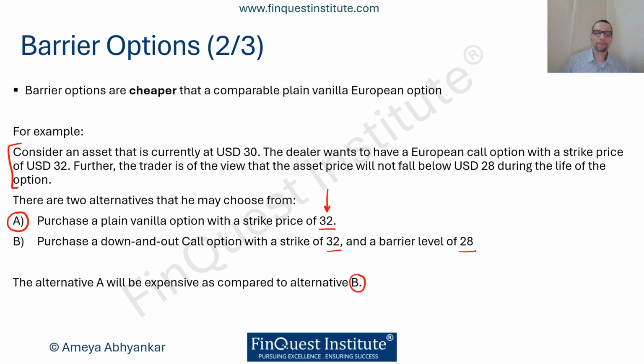Now, because we are looking at a barrier option in alternative B, since it's a down and out option, there is a possibility or a probability that the option might cease to exist if the barrier level is hit during the life of the contract. And it is because of this probability that the option can get knocked out that alternative B becomes cheaper as compared to alternative A.